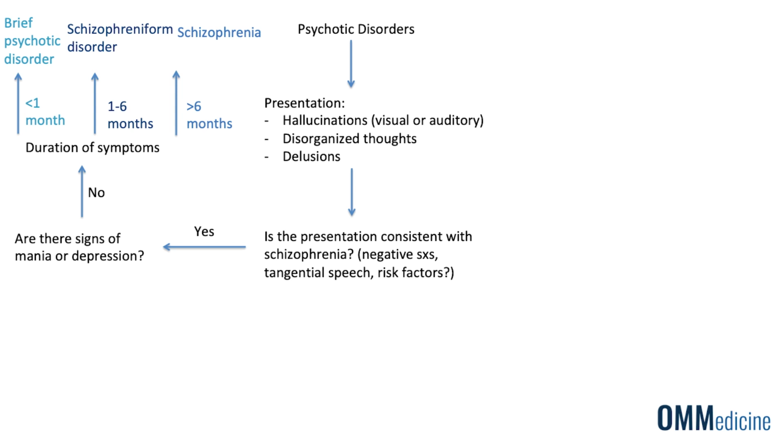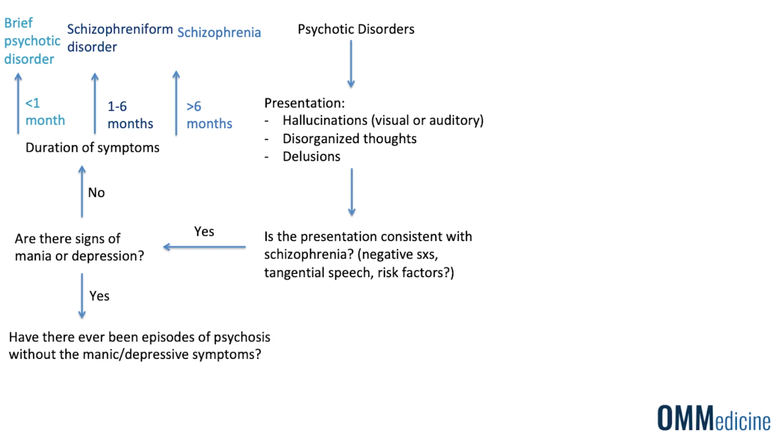Now, what happens if we said that the patient did have episodes of mania or depression with their psychotic symptoms? Well, we need to ask ourselves if there have been any episodes of psychosis alone, meaning that the mania and depression did not always occur with the psychosis. And if we said yes, then that would be considered schizoaffective disorder, or it would be considered mania or depression with psychotic features if all of the episodes in mania always occurred with the psychosis, meaning that there was never an episode of psychosis alone. They always occurred with the mania or depression.